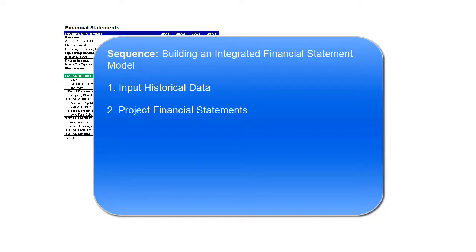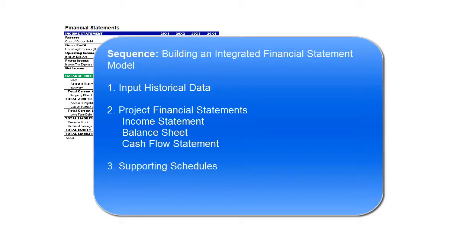You will then project the three financial statements, starting with the income statement, then the balance sheet, and finally the cash flow statement. And then finally you will build out your supporting schedules, which in this example include the debt schedule and the property, plant, and equipment schedule. It's a short list, but I think it's helpful to keep this sequence in mind as you build the model.